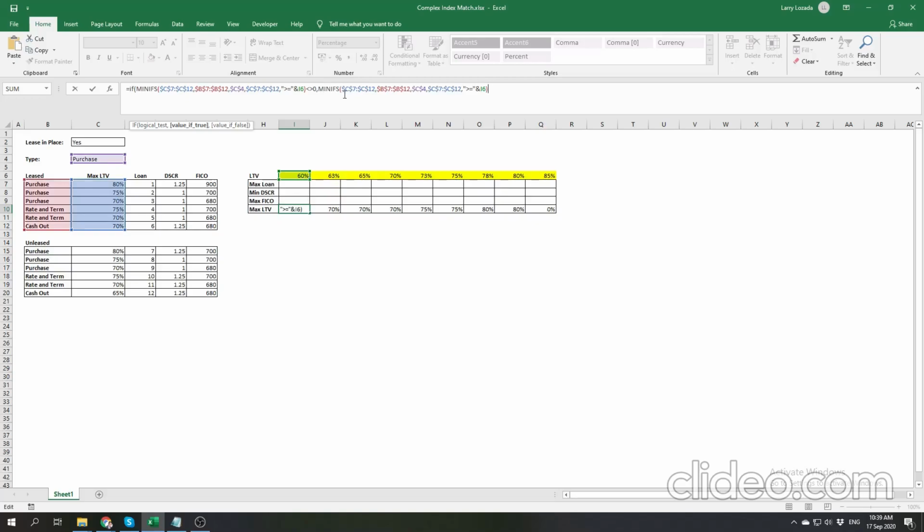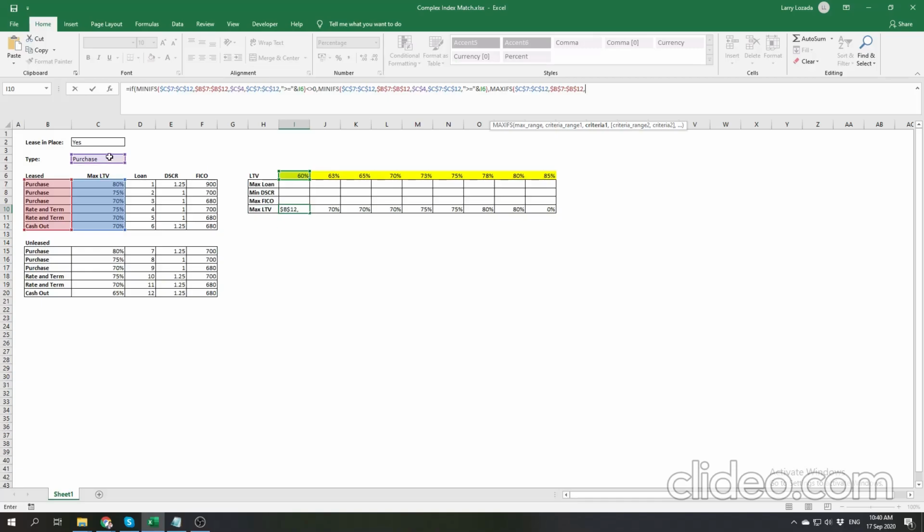MINIFS, okay, but if the result of this formula is equal to 0%, just like this one, it should go to evaluate this MAXIFS formula. So basically, we'll be using the same range, okay? To MAXIFS, this one, and our criteria one is this one, right?